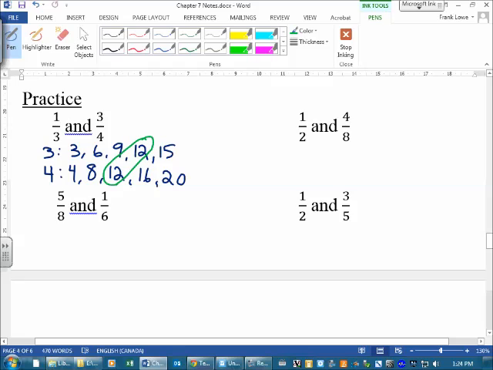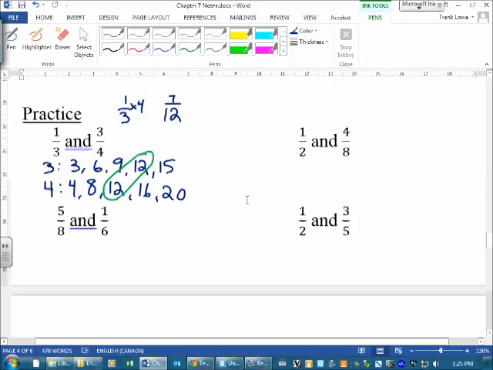Then you take your fractions and change them so that they have a denominator of 12. You take 1/3. I want it to have a denominator of 12. So what do I have to multiply it by? 4. 1 times 4 is 4. Oh, darn it. 1 times 4 is 4. Oh, that's ugly. I'm making all sorts of mistakes here. 1 times 4 is 4, and 3 times 4 is 12. So there's our new fraction.